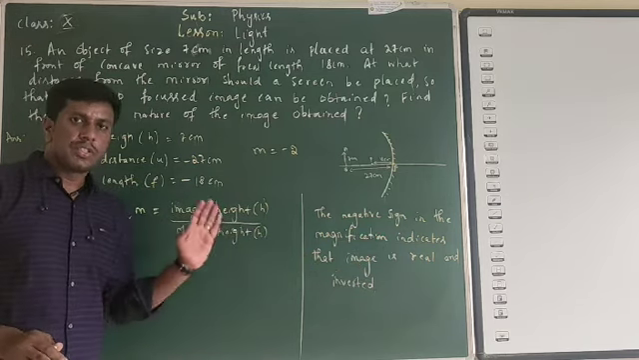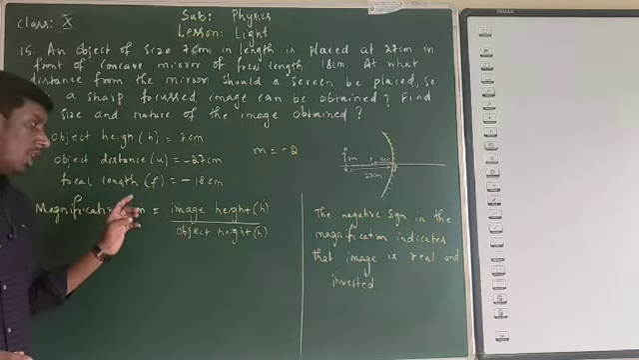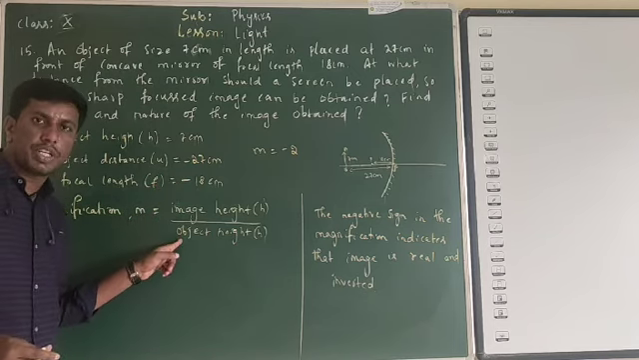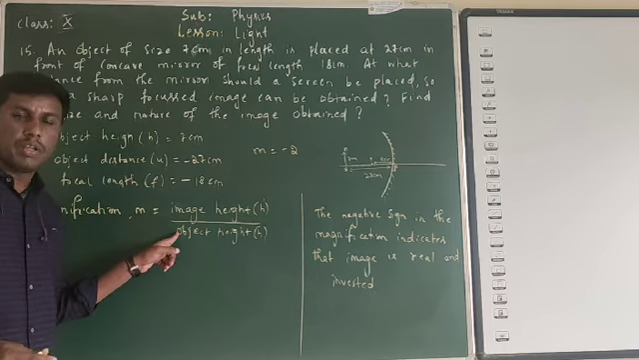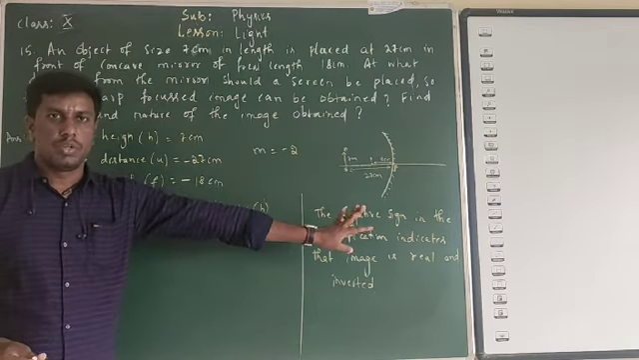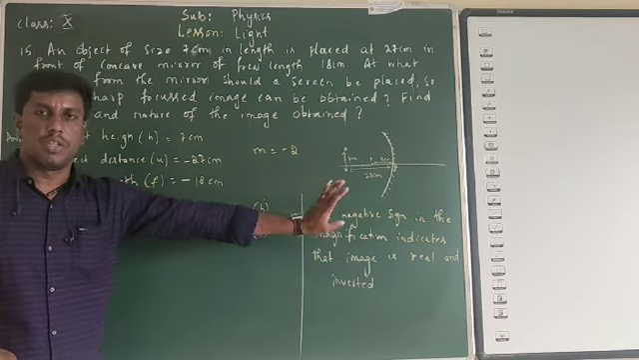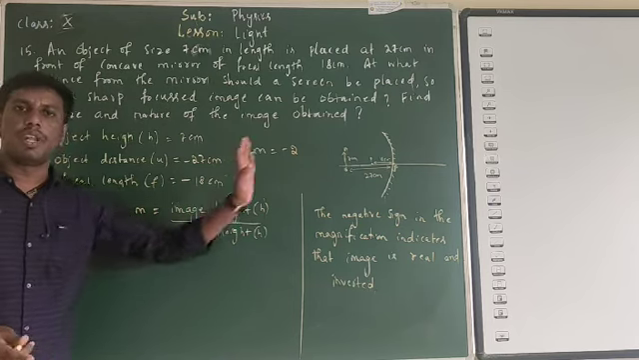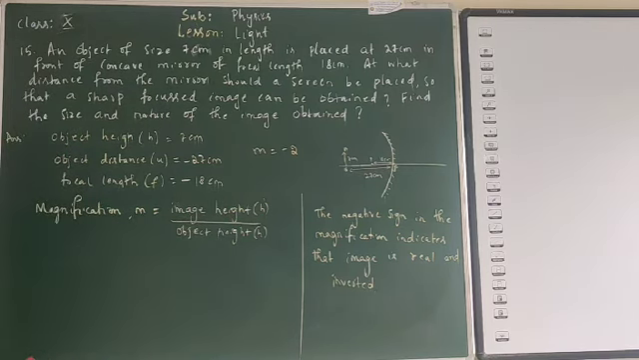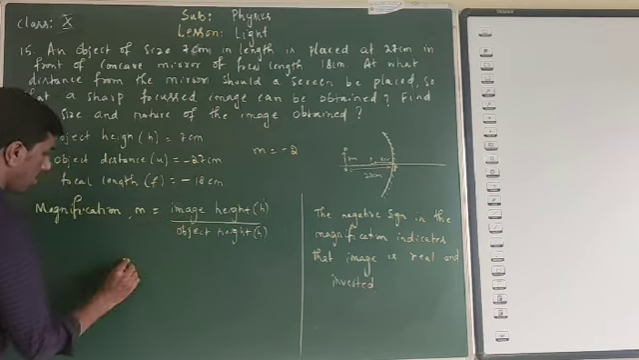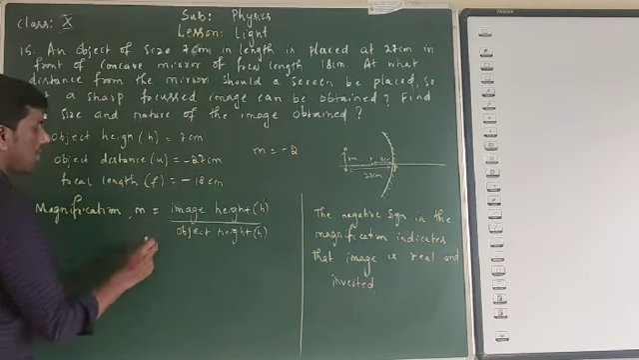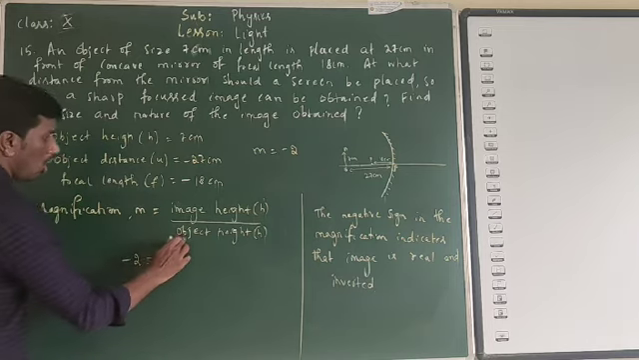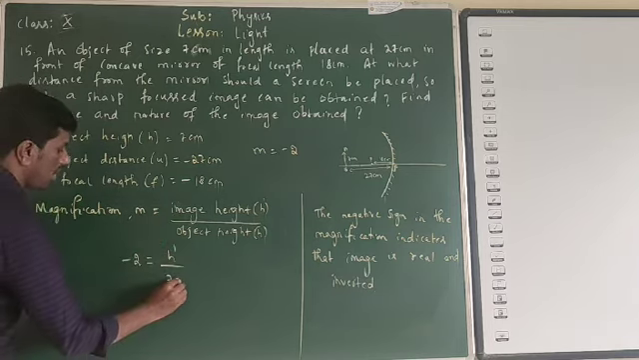In terms of distance, the magnification formula for the mirror is minus image distance divided by object distance, whereas for the lens it is positive image distance divided by object distance. That is the only difference. But in terms of height, it is the same for mirror and lens. So we are getting magnification minus 2. We'll substitute that. Image height we don't know, we should find out. Object height is 7 cm.